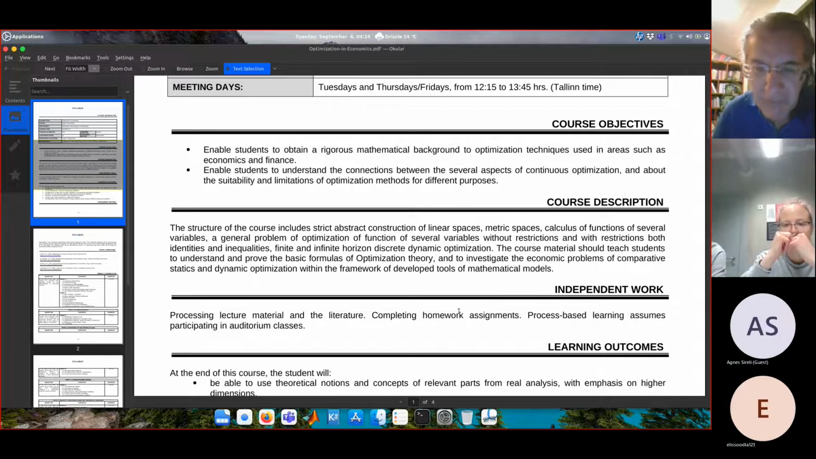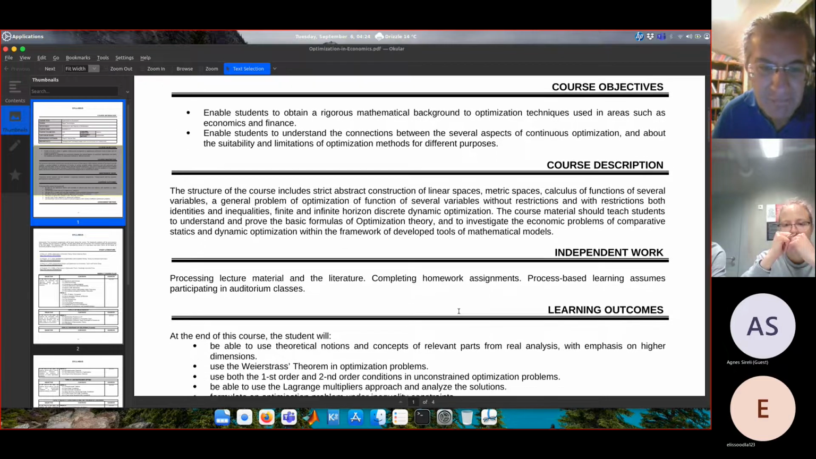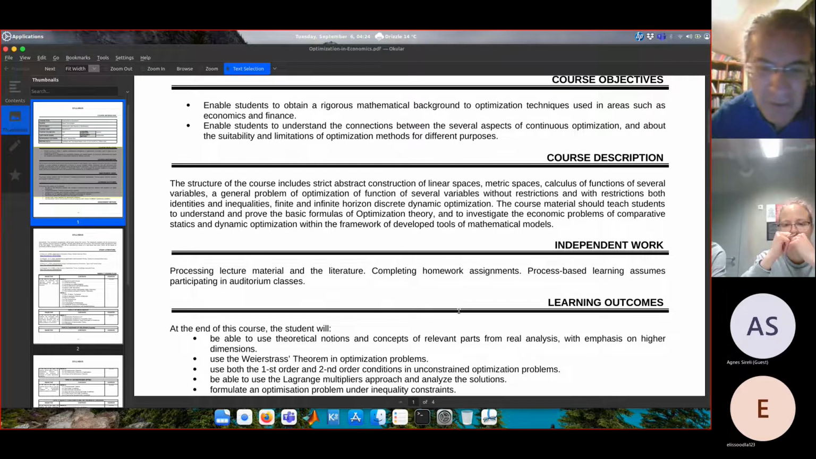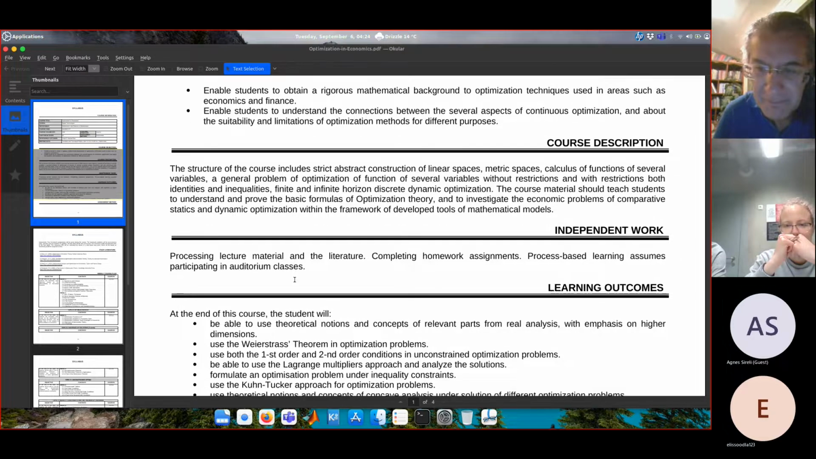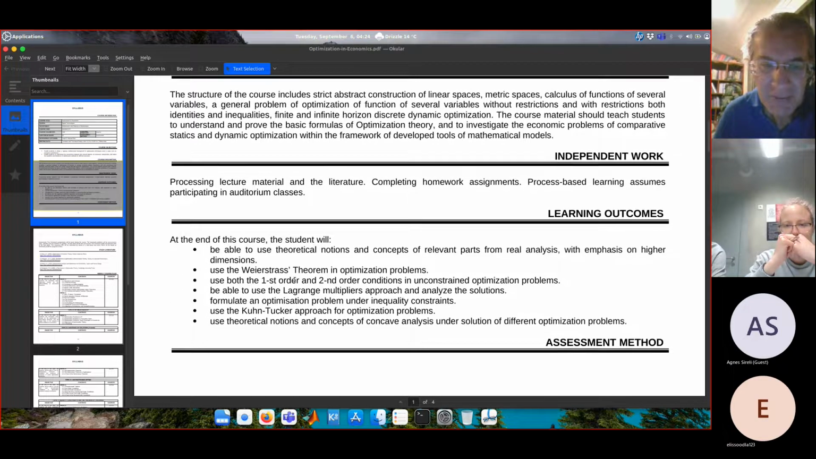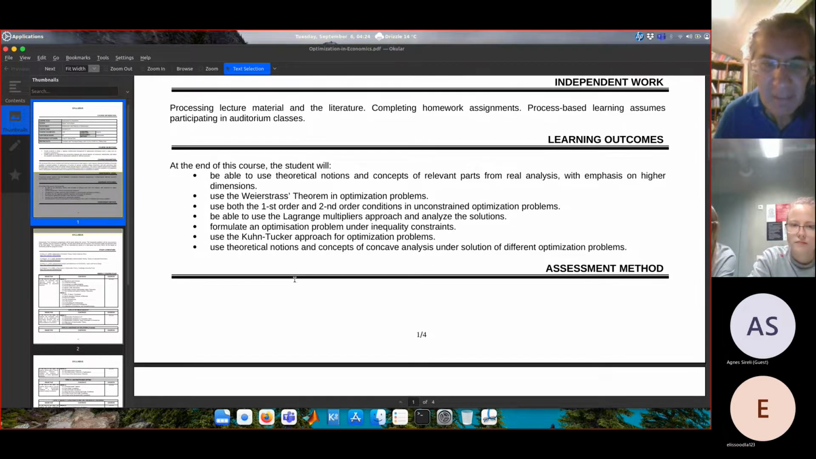For independent study, you will be in charge of processing lecture material and the literature, completing homework assignments. Process-based learning assumes participating in auditorium classes. Okay, so that's standard.